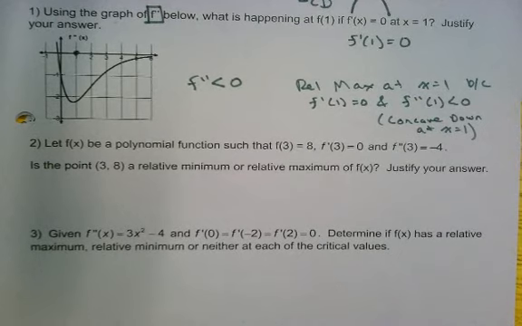Alright, number 2. So we have a function where f of 3 is equal to 8, f prime of 3 is equal to 0, f double prime of 3 is equal to negative 4. Determine if it is a minimum or a maximum. Justify your answer. Try this one on your own, or at least think about it on your own. I'll give you 30 seconds.